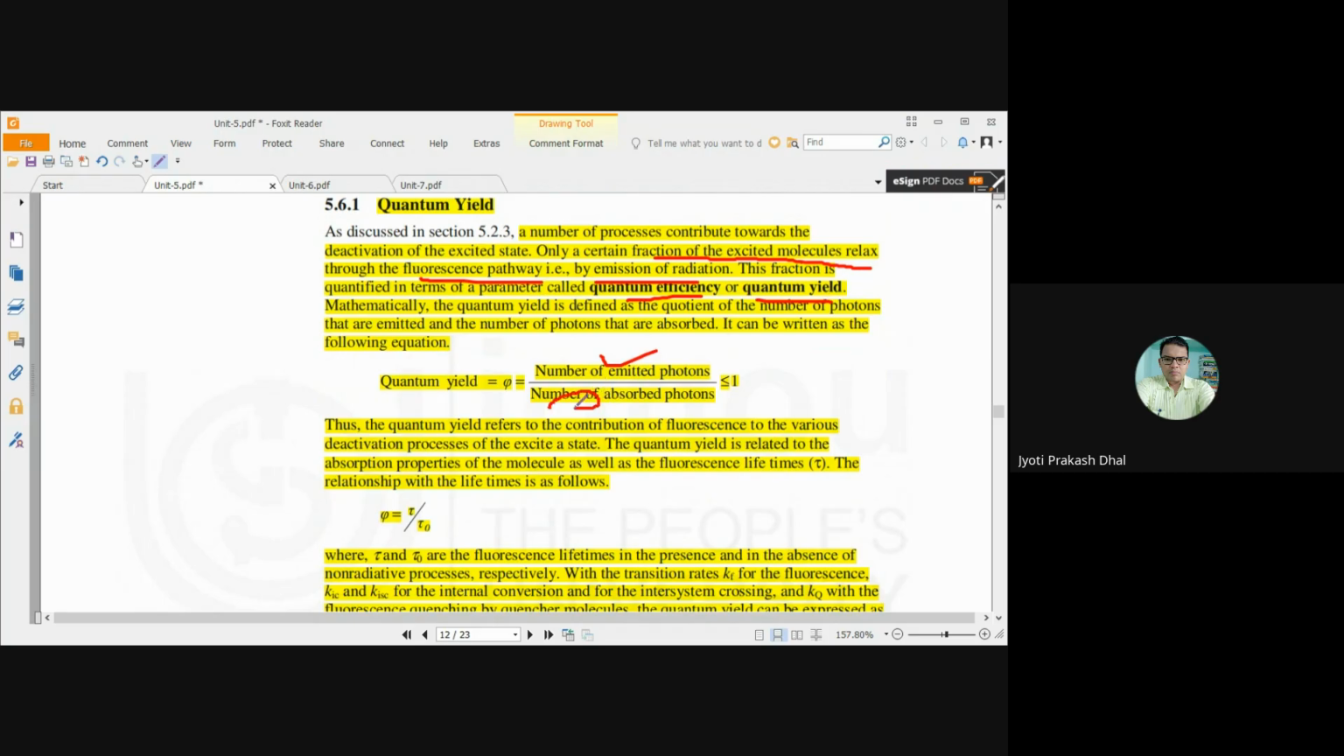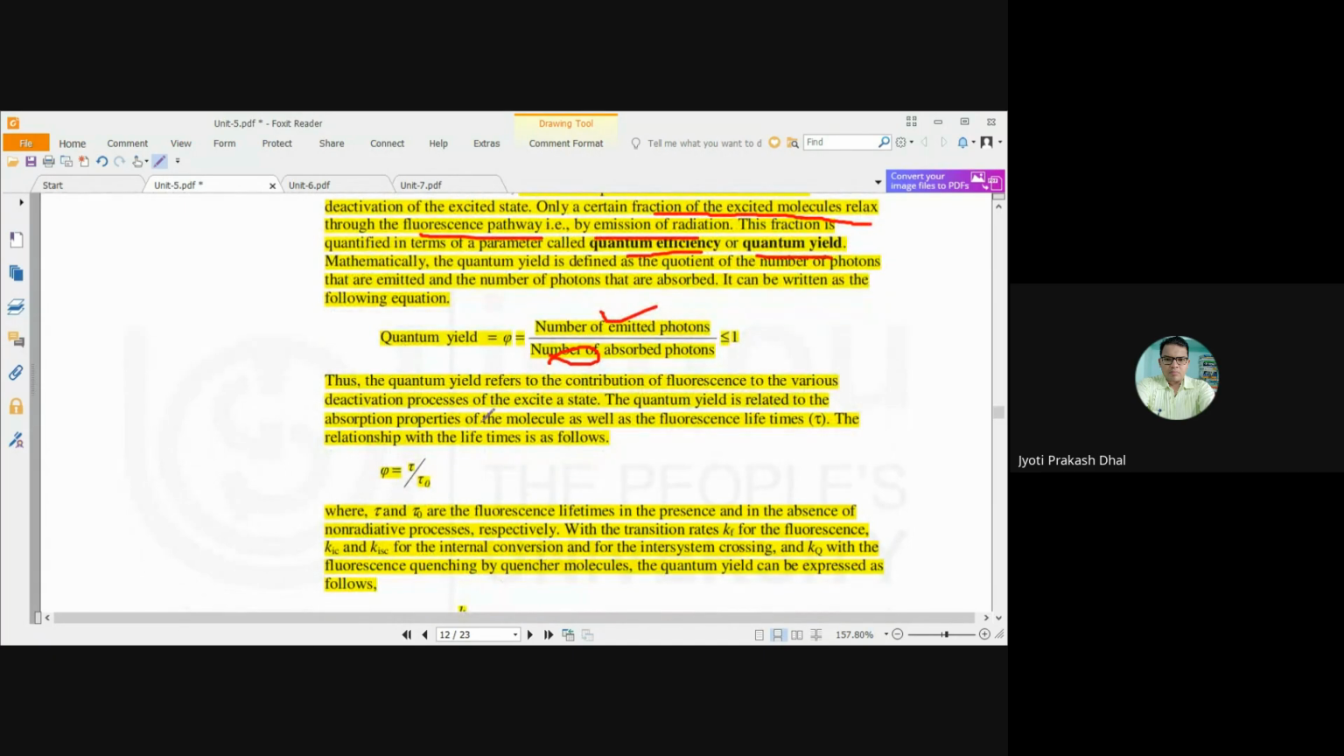The absorbed photons help the molecule get excited from the ground state to the excited state, and from the excited state they come back to the ground state by different processes, by radiationless processes or by radiative processes. If they come back by a radiative process, that is called fluorescence. So the number of emitted photons will in general be less than the number of absorbed photons. That means the quantum yield is always less than or equal to 1. If the quantum yield is 1, that is 100% fluorescence.